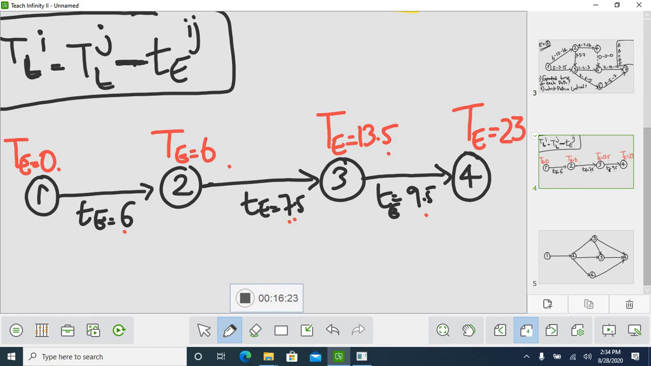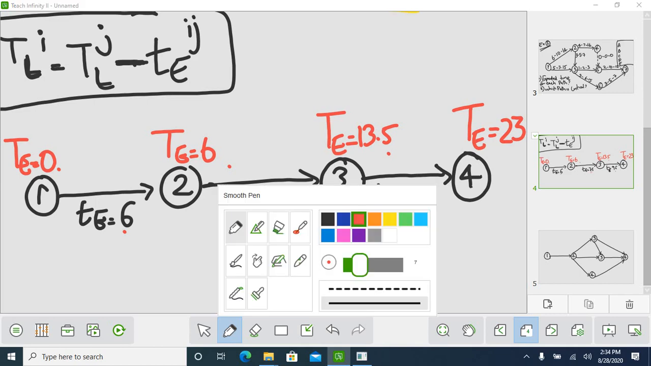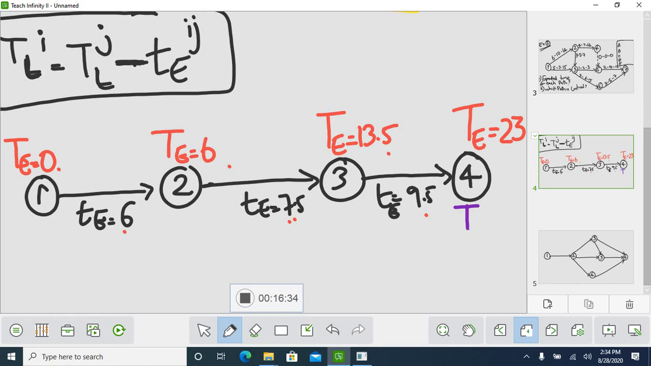So now you will be calculating the latest allowable occurrence time. Same, that can also be indicated below your node. That is TL. You have to find TL. Always for the end event, the last event, you have to take the latest allowable time the same as the earliest expected time. So the same time you will be taking. From here you will be subtracting, working backwards through everything.